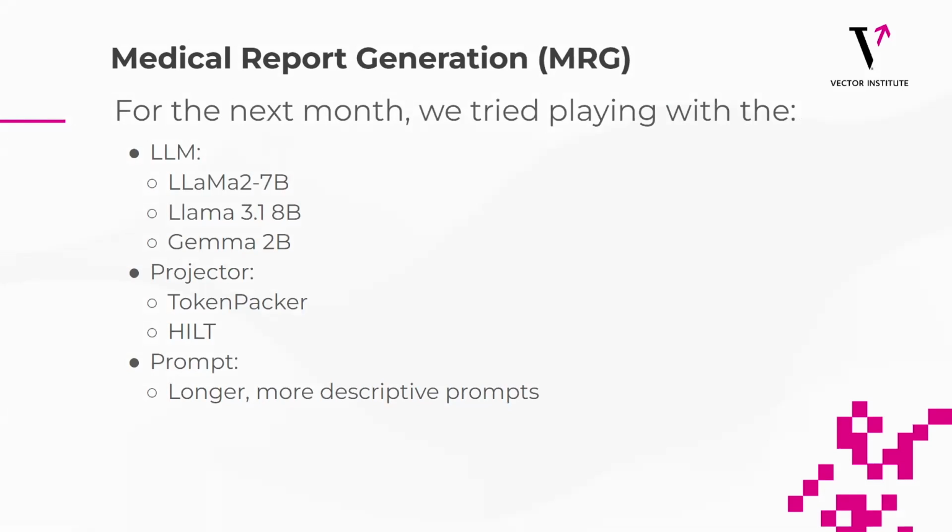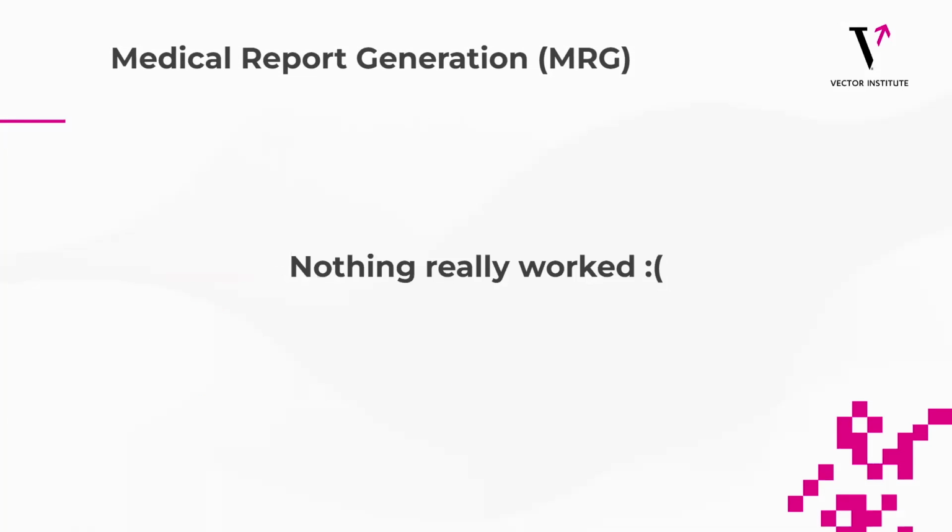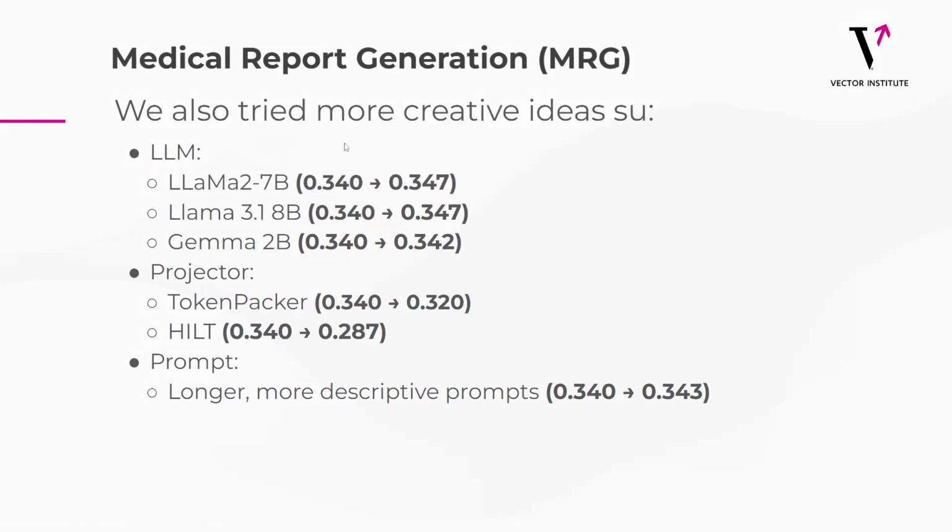That was like 3 months ago. For the next month after that, we tried playing with multiple things to try to increase the baseline we had. We changed the LLM, we changed the predictor, and we tried different prompts. For the LLM we tried Llama 2, Llama 3.1, Gemma, and also Gemma 2, but sadly nothing worked. The performance didn't really change, and you can see that here. The difference is less than 1%.